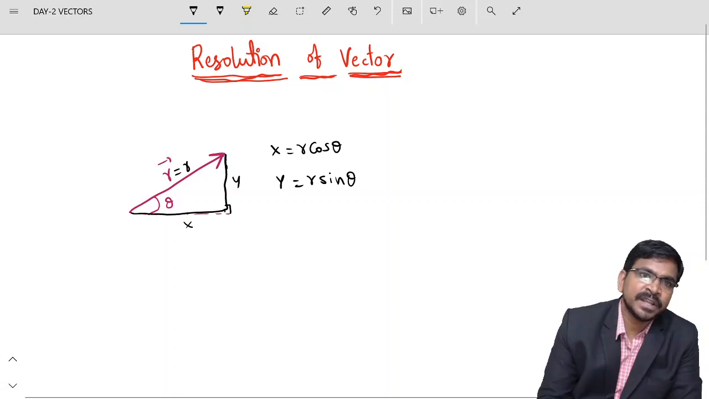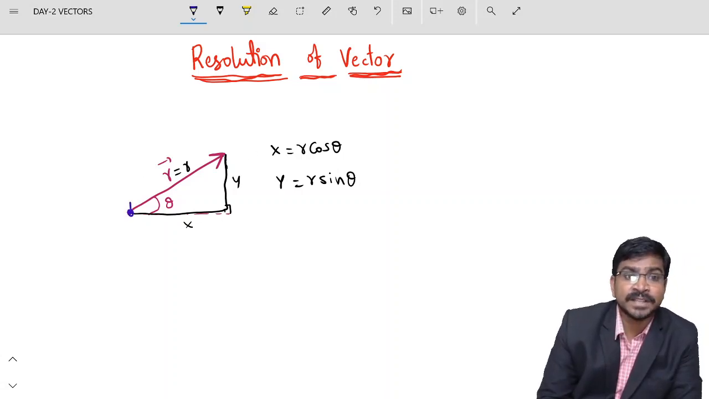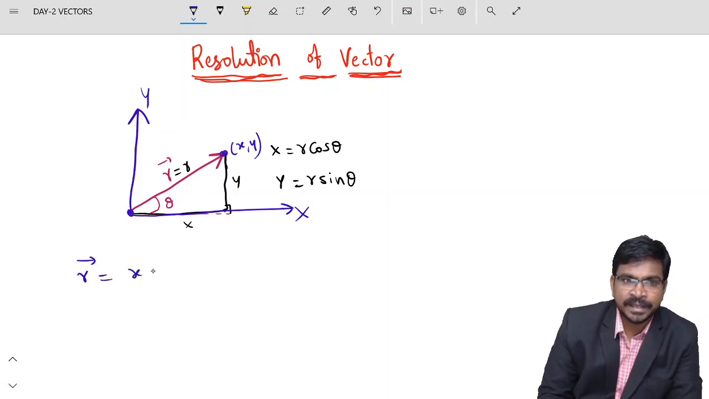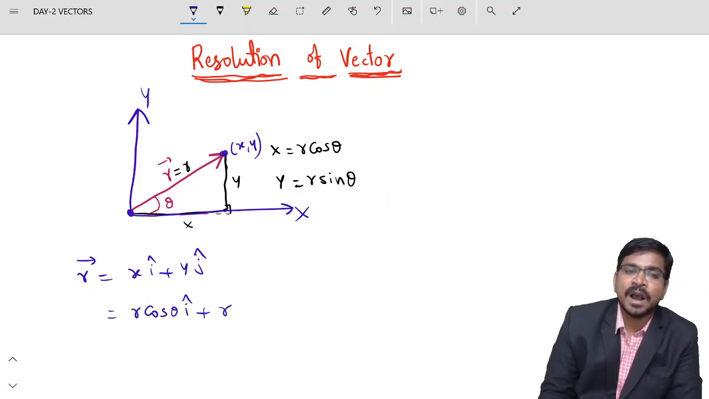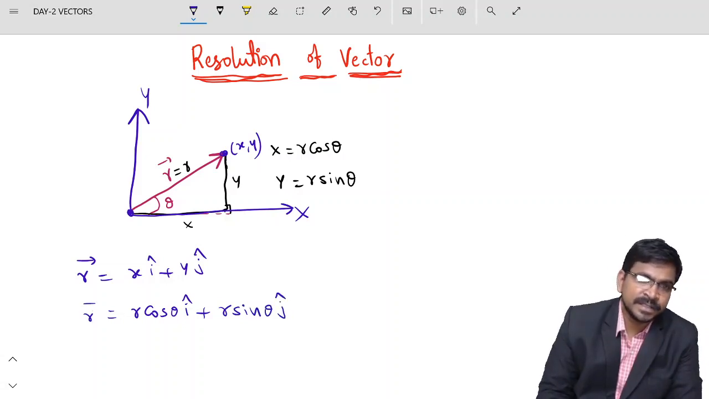If I construct coordinates here, by assuming the initial point of the vector as the origin, and this is the y-axis, this is the x-axis, in this case I can express this point as x comma y. So r can be written as x in i direction plus y in j direction. What is the x value here? r cos theta in i direction plus r sin theta in j direction. This is r.